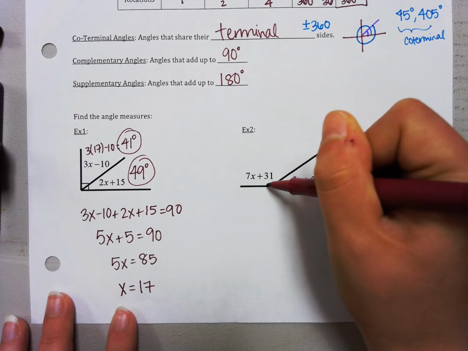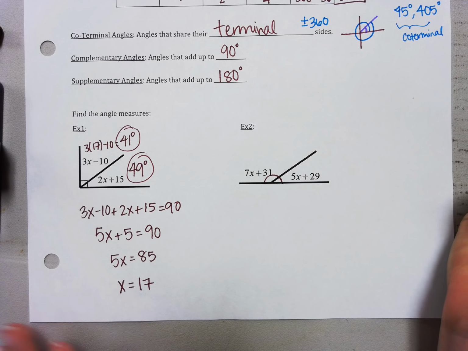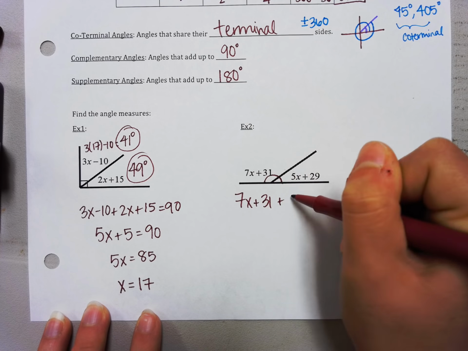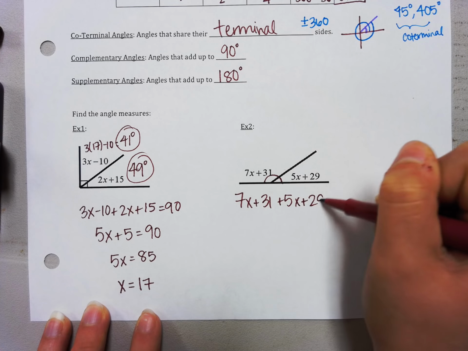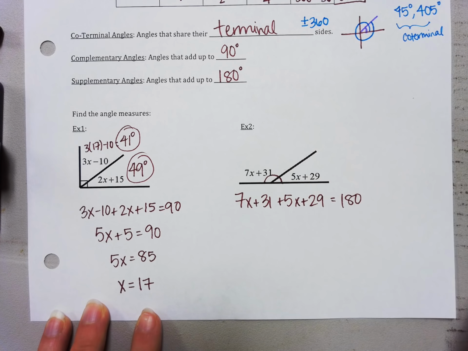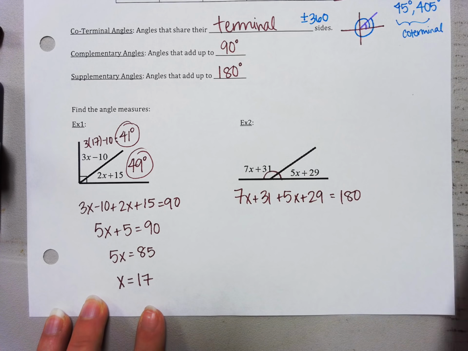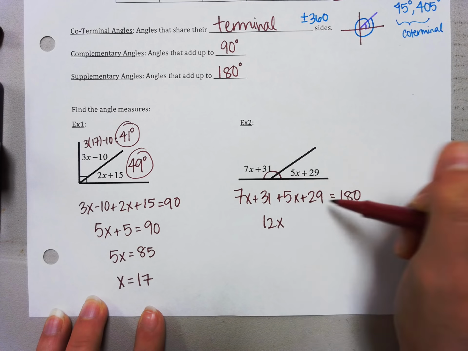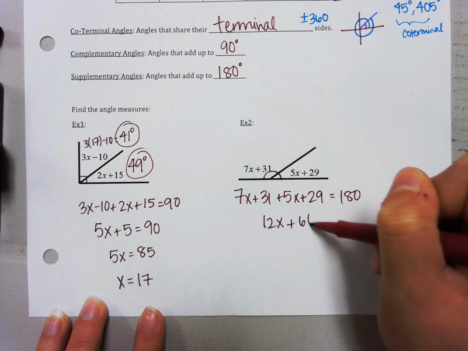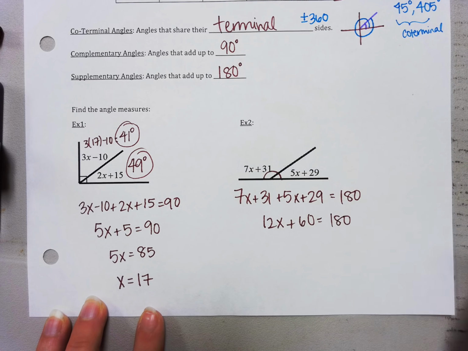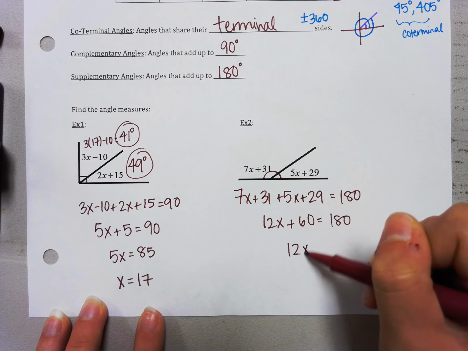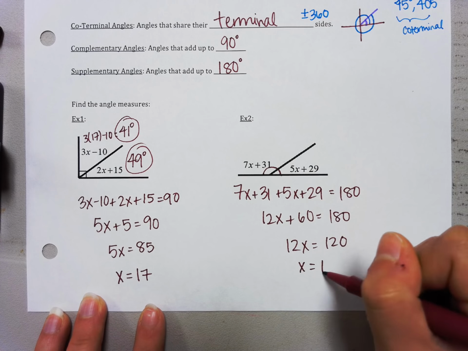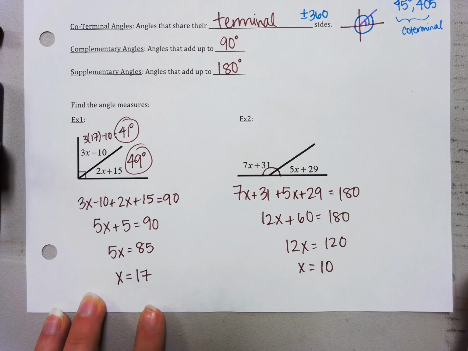Same thing for example 2, except the angle that we're forming is a straight line, which is 180 degrees. These are supplementary angles. So again, I'm going to take my two angles that I see in my diagram, add them up, set it equal to 180. I'll get 12x plus 31 plus 29, that's 50, 60 equals 180. Subtract 60. Get 120. Divide by 12, and you should get x equals 10.